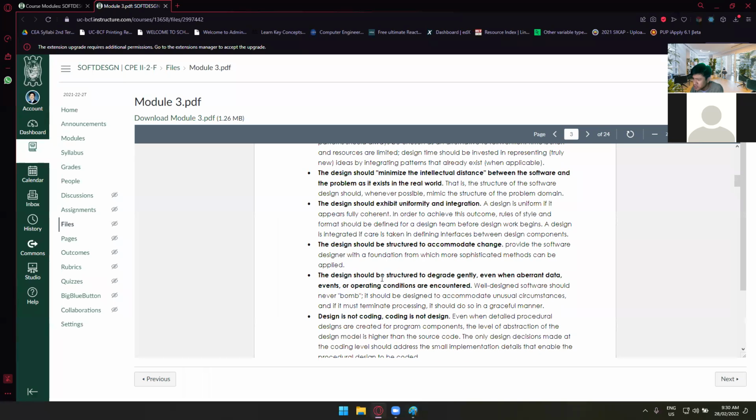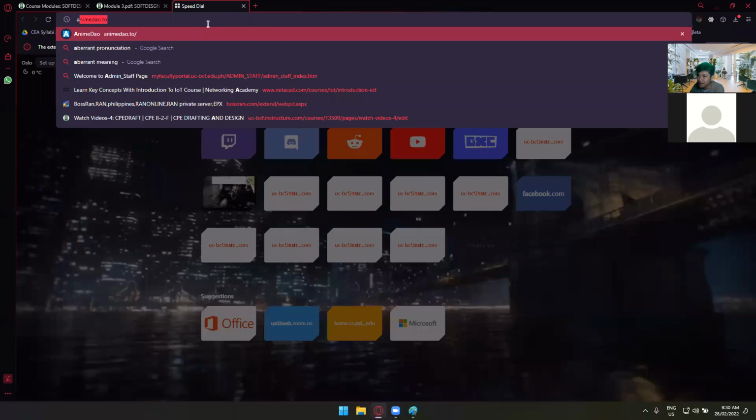And then the design should be structured to degrade gently, even when aberrant data, events, or operating conditions are encountered. So for example, this one, again, just like what I mentioned a while ago, Mom Teresa has used some deep words or hyperlinking words like the word aberrant. If I'm not mistaken, aberrant is like a part of data, or a small portion of data. Am I correct? Maybe.